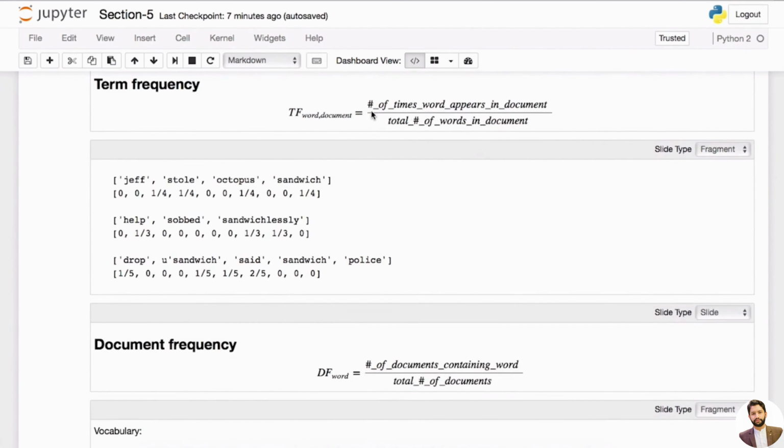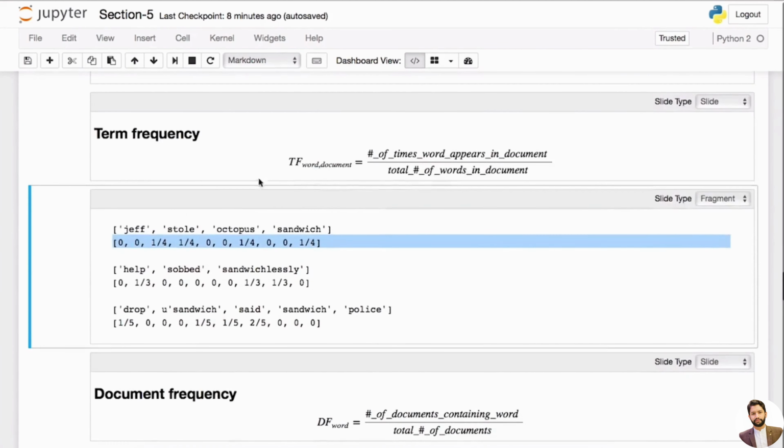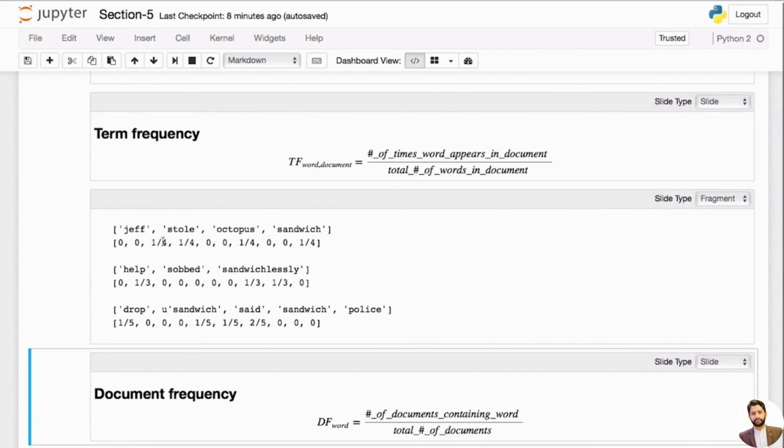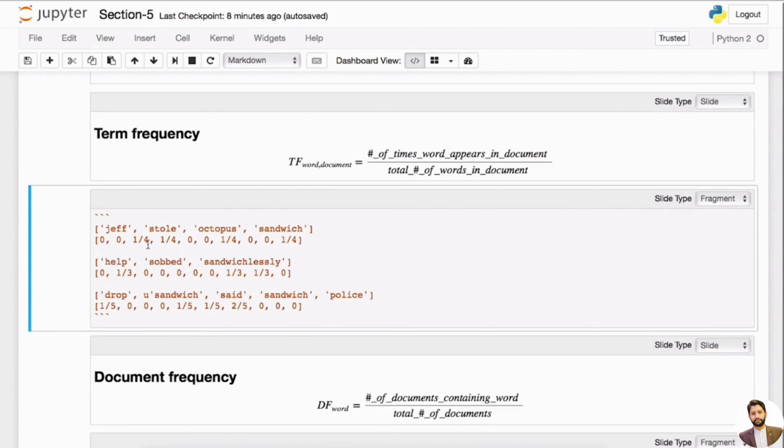TF, the definition is pretty straightforward. It's the number of times a word appears in a document over the total number of words in a document. It's just a frequency. So you can actually get something like this. Jeff appears once in this document, but it appears 4 times in the entire corpus. So therefore you can see it's 1/4.